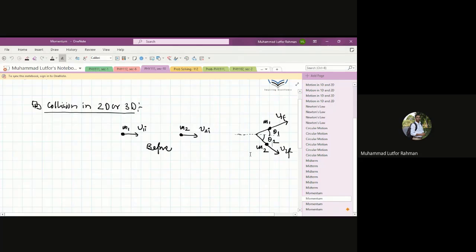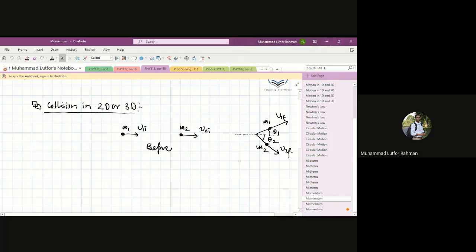Okay, so this is the case. Two objects are traveling in the same direction, or they could be moving in opposite directions also. This is M1, moving at speed v1i. Can you guys hear me? Yes. Okay, fine, thank you. This is M2, moving with speed v2i. So this is the case.